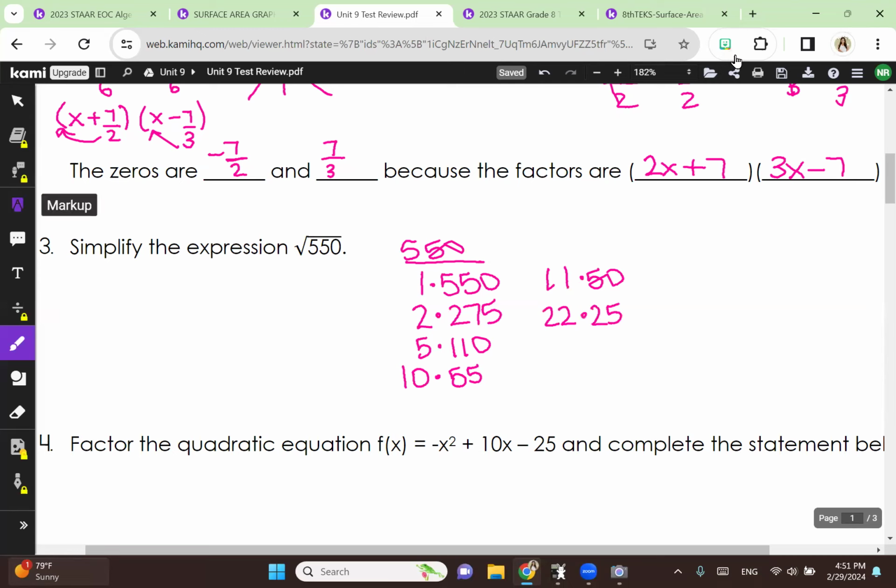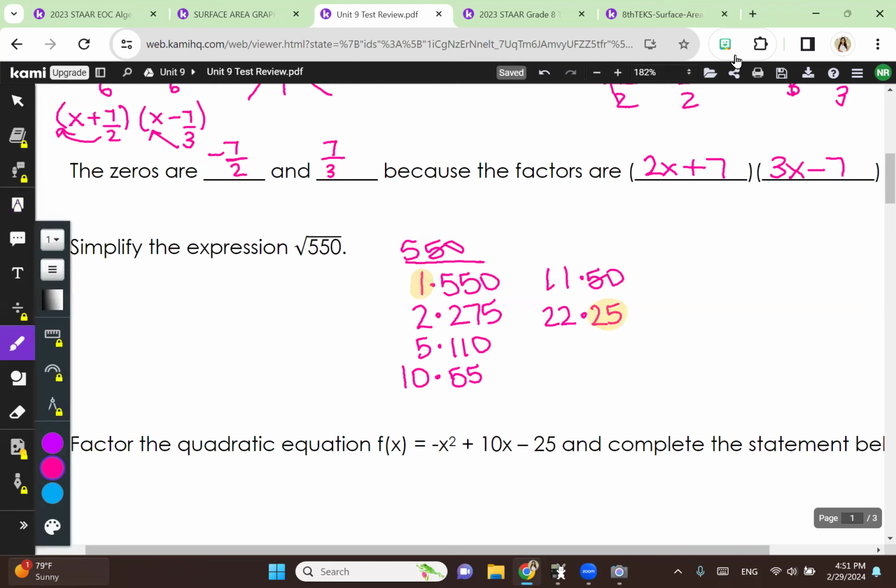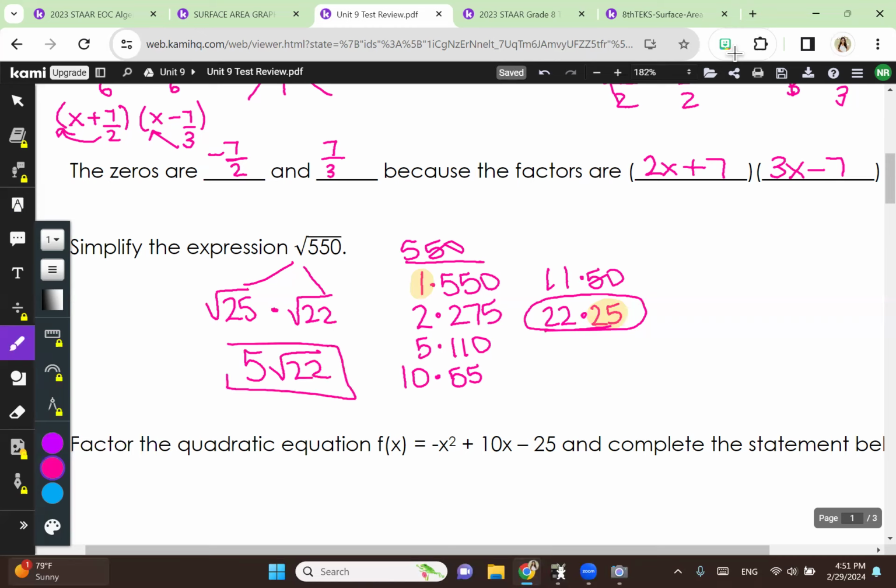Any number you can take the square root of, and it gives you a whole number. For those, there's actually only 2, 1 and 25. So we're going to use the largest perfect square, which is the 25. But you want to rewrite it to where this 25 is in the front. So that means we're going to split that square root of 550 into the square root of 25 times the square root of 22. The square root of 25 is 5. You cannot take the square root of 22 without getting a decimal. So 5 square root of 22 is its simplest form.